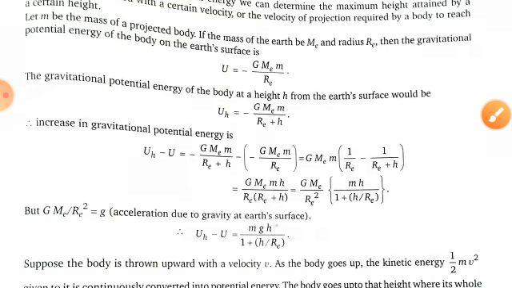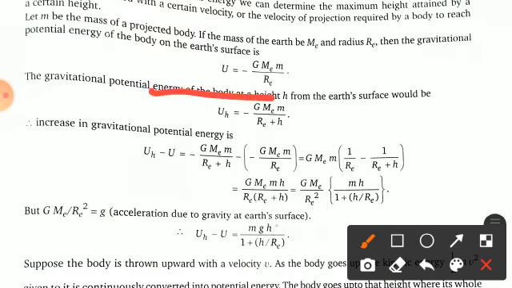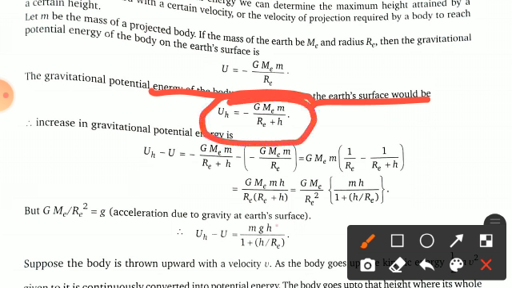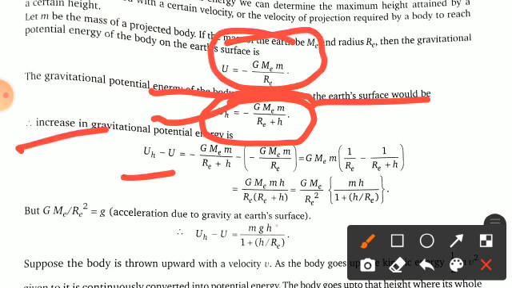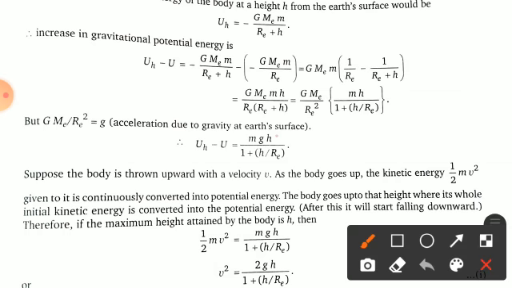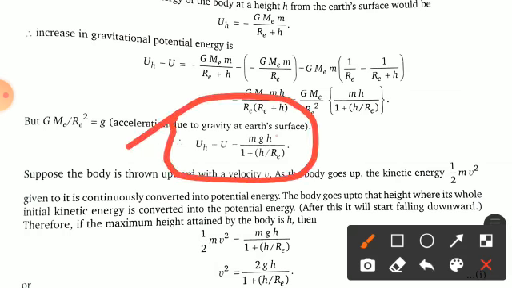The gravitational potential energy of the body at a height h from the earth's surface would be like this. So the increase in the gravitational potential energy above that height is found by subtracting the gravitational potential energy at the surface of the earth from that at the height. After solving the expression, this is the final expression you will get.